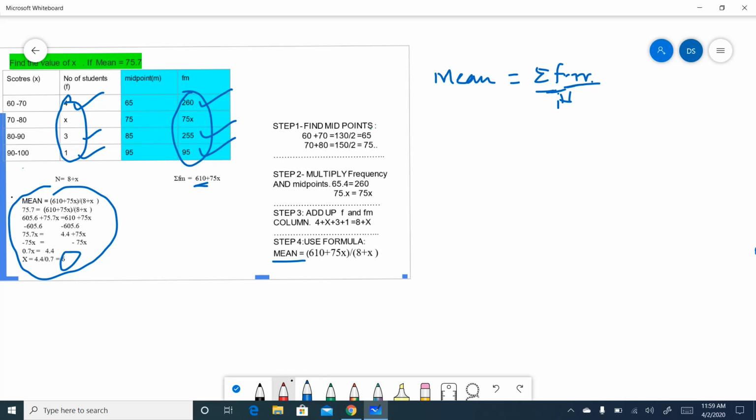So the formula is sigma fm over n, and the mean we have already been given, 75.7, equals sigma fm, which is 610 plus 75x, over n, which is 8 plus x. Then we are going to use cross multiplication here.